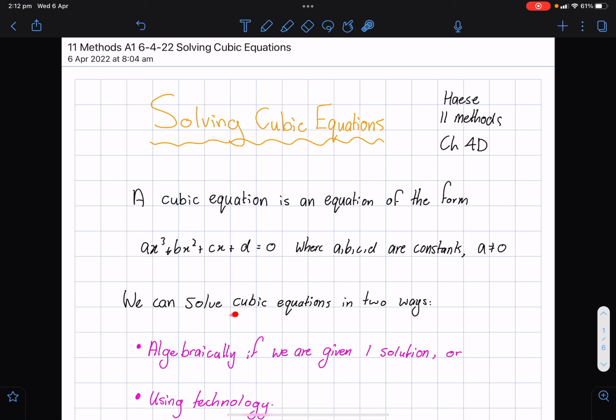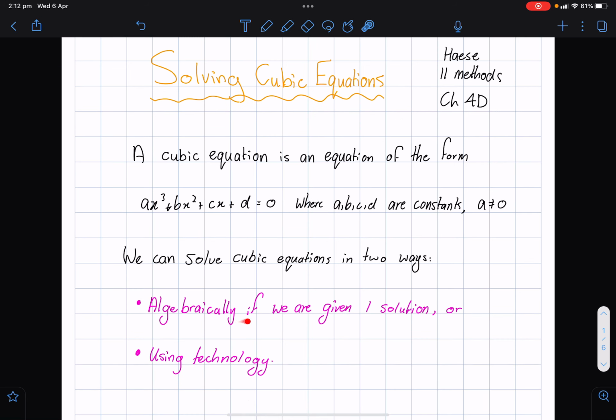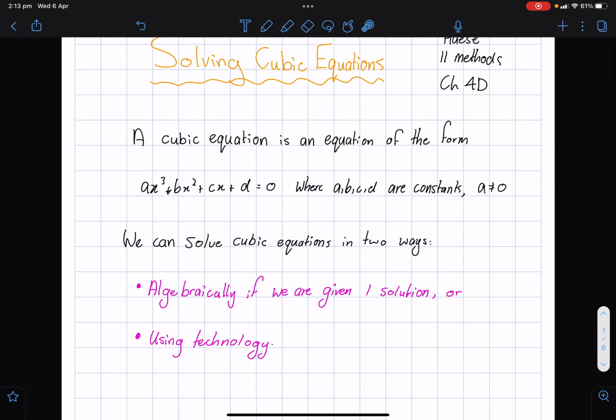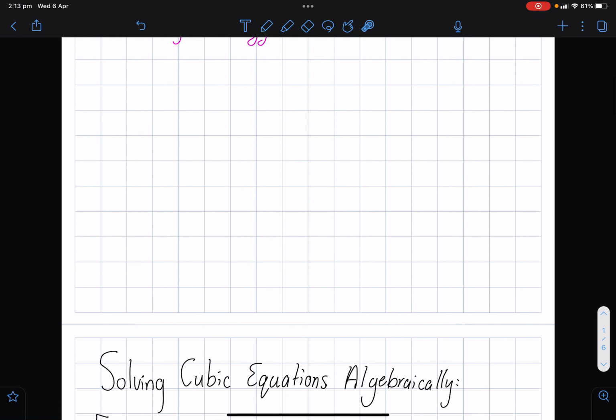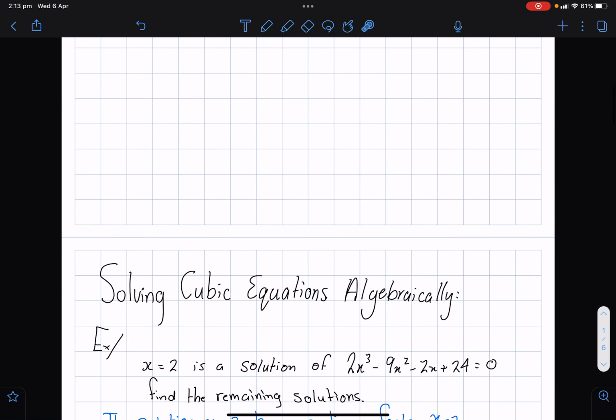So we can solve cubic equations in two ways. We can solve them algebraically if we are given one solution, or we can use technology. Using technology means having a graphics calculator and using the equation solver function on your graphics calculator. Today we're going to be focusing on how to solve it algebraically, so we're going to run through a couple of examples together. Questions will often be set out like this.